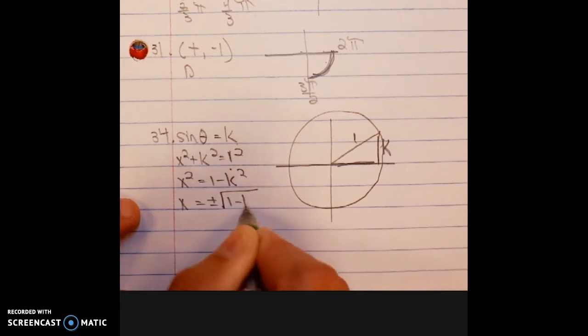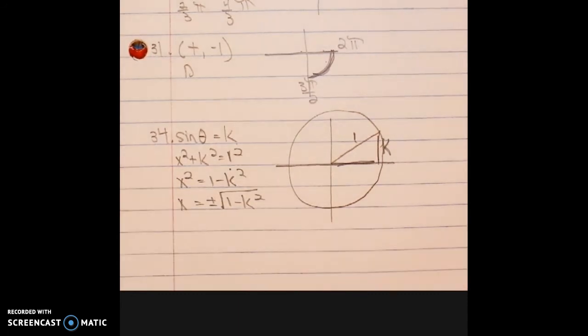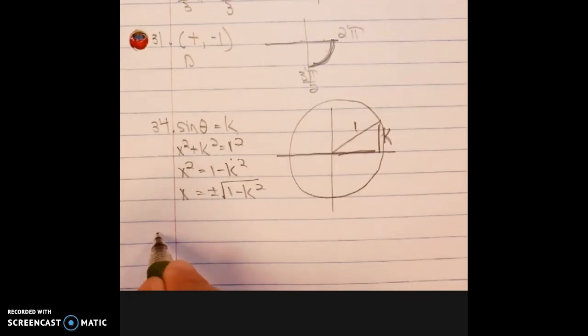Now we can't simplify what's underneath. So x could be positive, the square root of 1 minus k squared, or x could be negative, the square root of 1 minus k squared, just depending where we're at. So I'm going to skip 34 for just a second. We'll come back to it because that one they're really kind of out to get us.